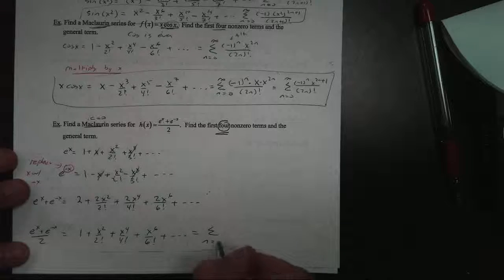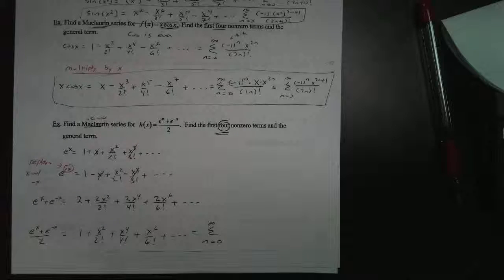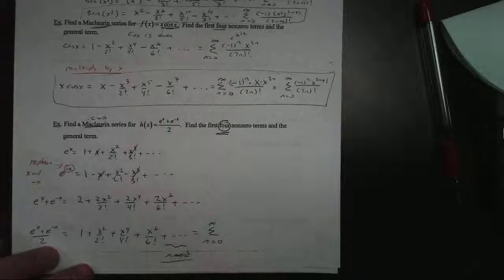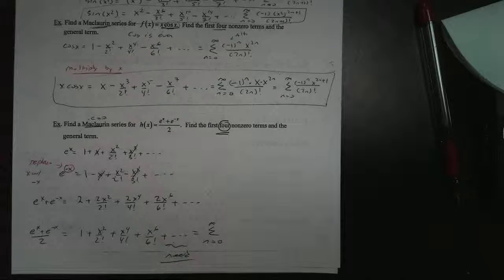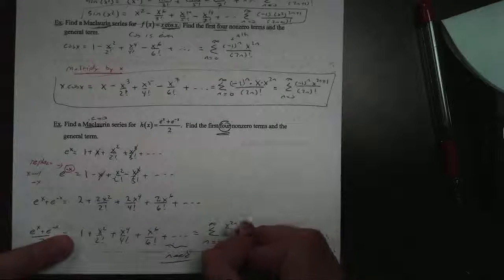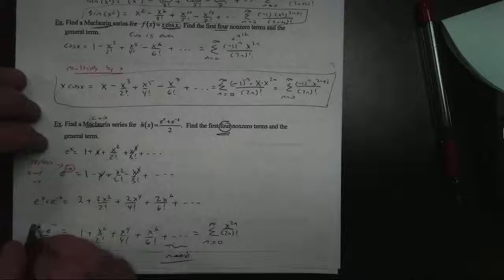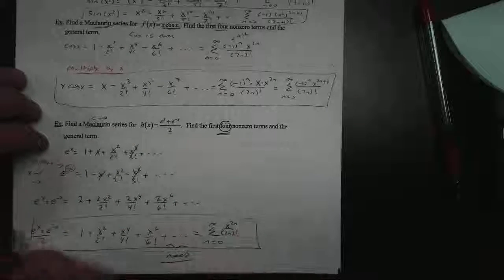And now at the end, I'll write my general term. The sum for n equals 0 to infinity. And don't forget the plus dot dot dot. You need that plus dot dot dot. So what's the pattern? It's just all the even powers. This is x to the 2n over, looks like, 2n factorial. And there's my rule.